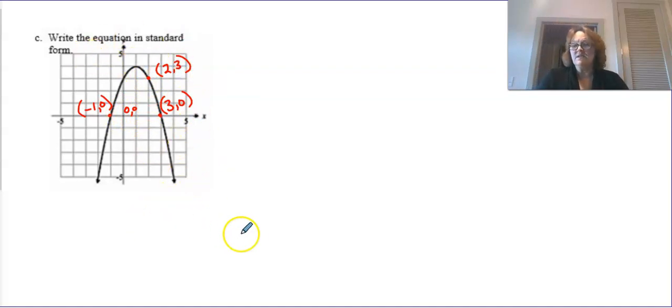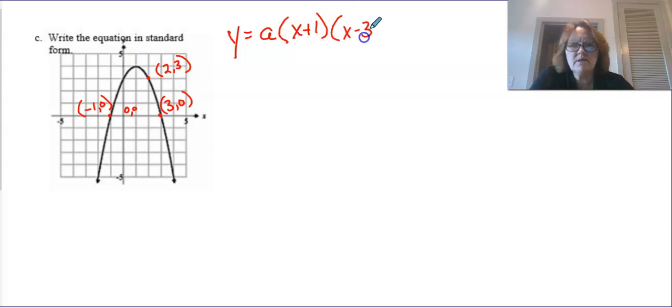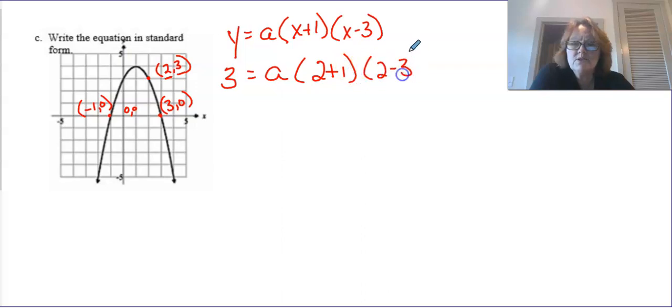Okay, they want this in standard form, so we're going to get it in factored form and then rewrite it in standard form. We have our x-intercepts, so that would be y equals a times (x plus 1) and (x minus 3). Next thing I'm going to do is find out what a equals, then rewrite the original equation, then multiply everything out to get standard form. So I'm going to plug in the 2 for the x's, and the 3 for the y. So 3 equals a times (2 plus 1) and (2 minus 3).